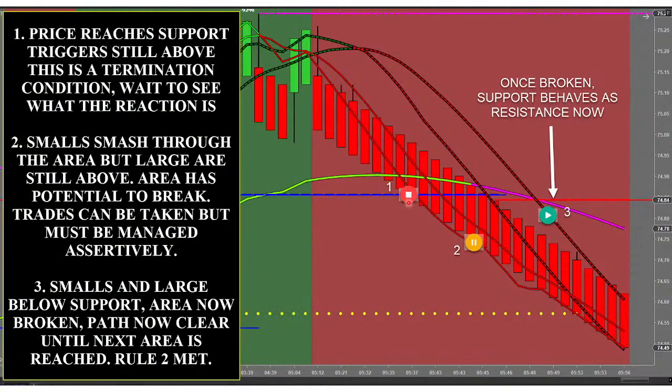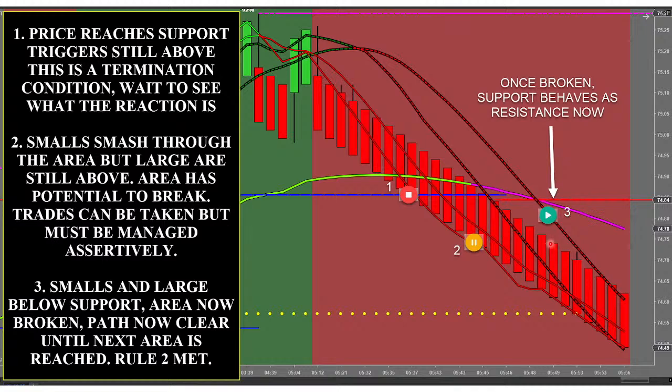But they will break. You'll have that first indication when the small triggers smash through the area, but the large triggers haven't quite made it through. You can take a trade here. It must be managed assertively. And once the small and large break below support, support behaves as resistance, the path is clear.